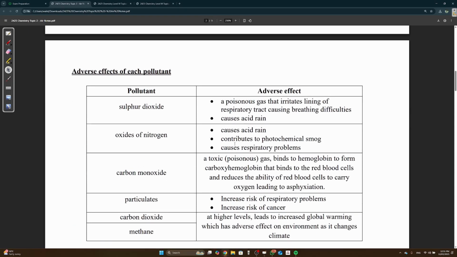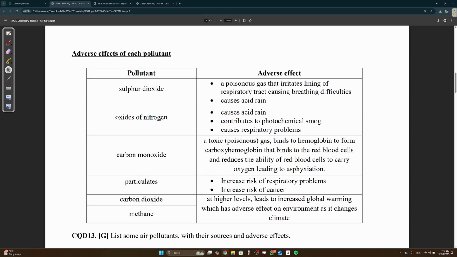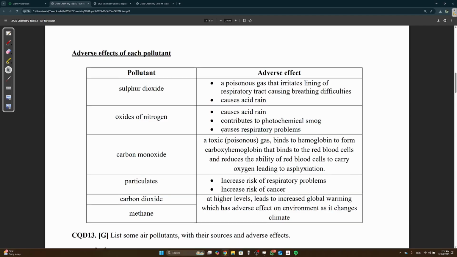Next: what are the effects of each pollutant? You need to know this as well. Sulfur dioxide is a poisonous gas that irritates the respiratory tract, and you should know it causes acid rain. Sulfur dioxide and the nitrogen oxides both cause acid rain, because this comes in the written part. What two gases cause acid rain? Sulfur dioxide and any oxide of nitrogen. You can say nitrogen dioxide, nitrogen monoxide, whatever. What else does the oxide of nitrogen contribute towards? It contributes towards photochemical smog and respiratory problems.